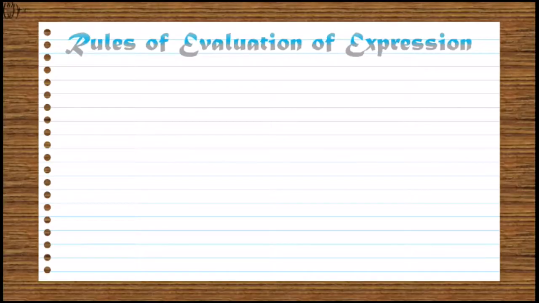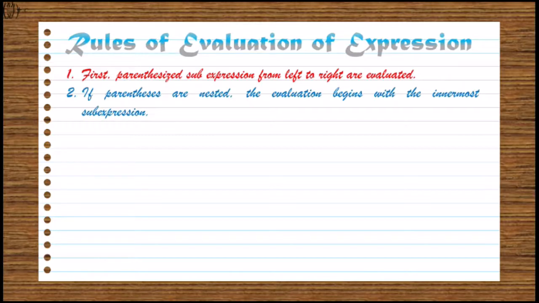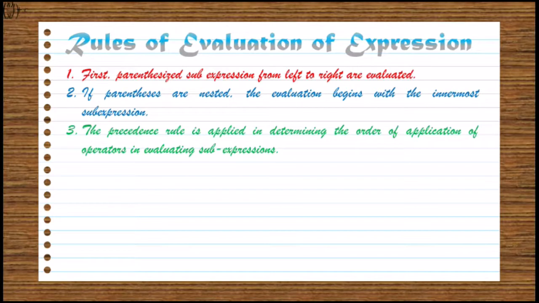Now we will see the rules of evaluation of expressions. So first, parenthesized sub expressions from left to right are evaluated. If parentheses are nested, that is one parenthesis in another parenthesis, the evaluation begins with the innermost sub expression. Third one, the precedence rule is applied in determining the order of application of operators in evaluating sub expressions.